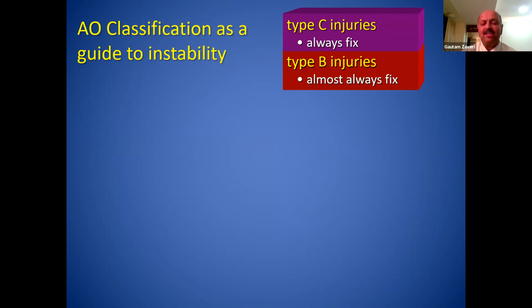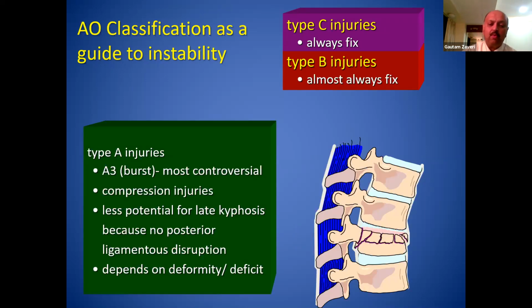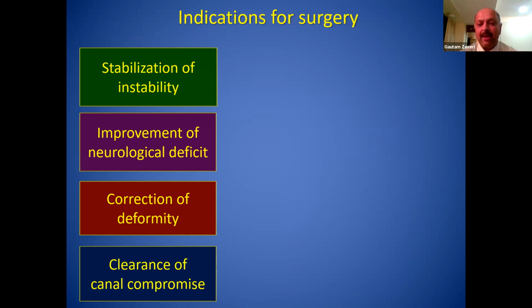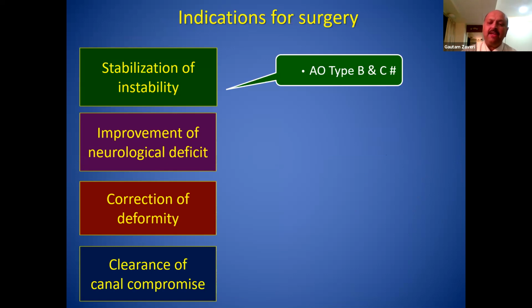That leaves behind the last one, which is the compression type, the type A injuries. This is controversial. A type A injury is essentially stable because the posterior ligamentous complex is intact, and therefore instability is not an indication for surgery, and therefore a type A injury requires surgery when there is associated significant deformity or neurologic deficit. So type A injuries are sometimes operated. So if you were to summarize these indications for surgery, all type C and type B injuries you must operate.